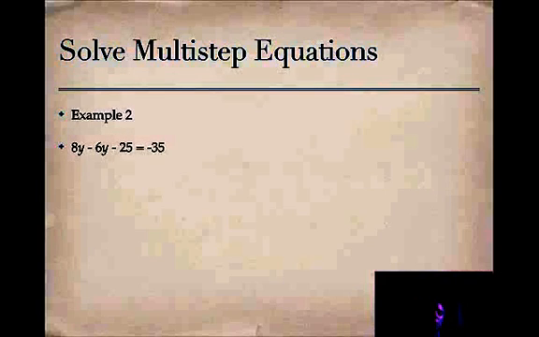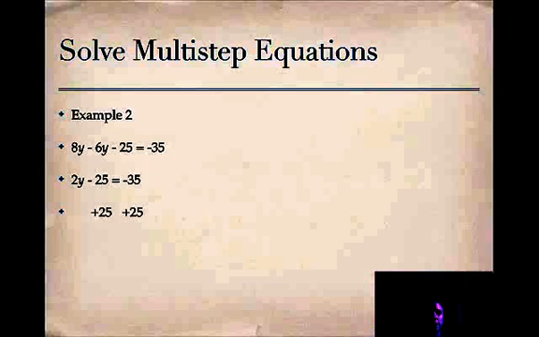So this problem is 8y minus 6y minus 25 equals negative 35. I need to combine my like terms here. That's going to be my 8y minus 6y. So 8y minus 6y is 2y minus 25, and it equals negative 35. So again, here I've created a two-step equation. So I need to get rid of my minus 25 first. So I'm going to add 25 on both sides. On the left, that leaves me with 2y equals negative 10.